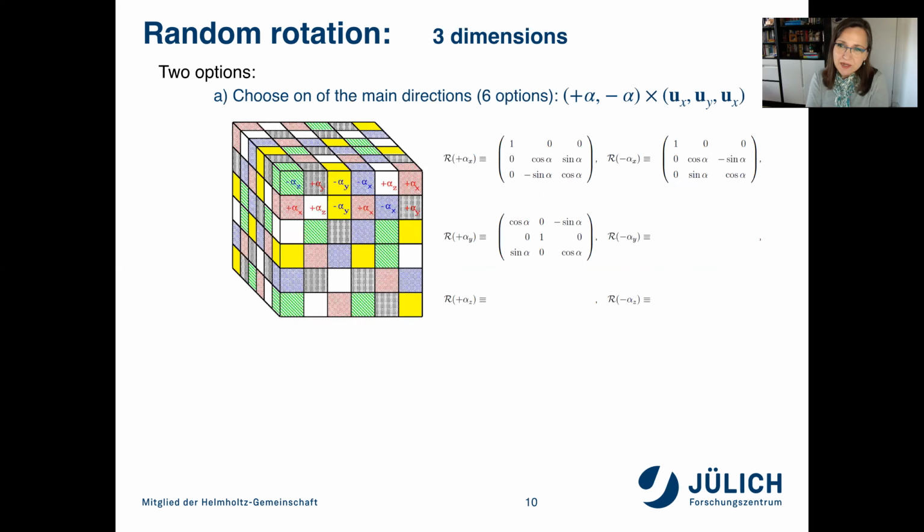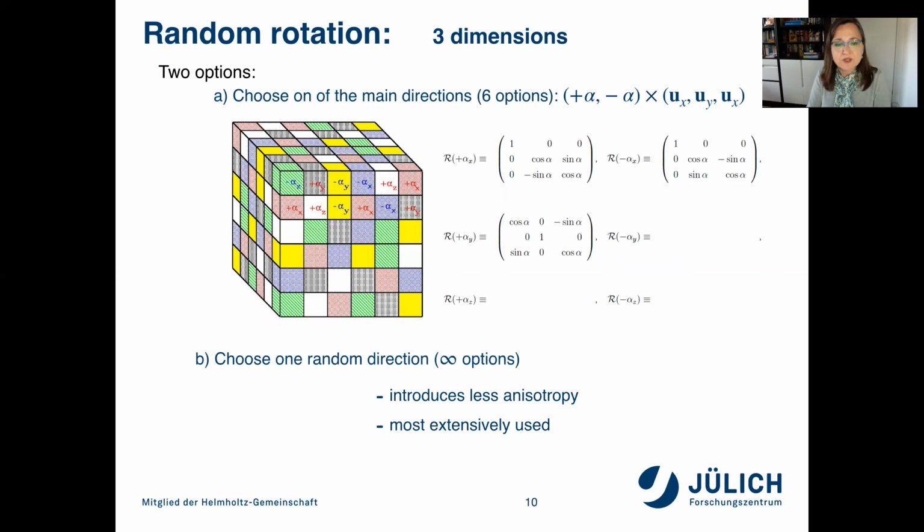In 3 dimensions it is a little bit more complicated. The first easy option that was introduced was to choose not only plus or minus, but plus or minus in each of the axes. So instead of 2 options, now we have 6, and then the rotation matrix can be trivially written. But there is another more interesting option, which is to choose in each box a random direction. So you need just 2 random numbers to choose this direction, and around that direction in that box, the rotation is performed for all the particles.